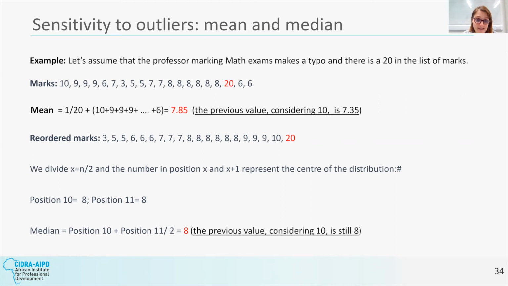While if we compute the median, we will have that the median value will still be given by the average of the values in position 10 and position 11. So it will still be 8.